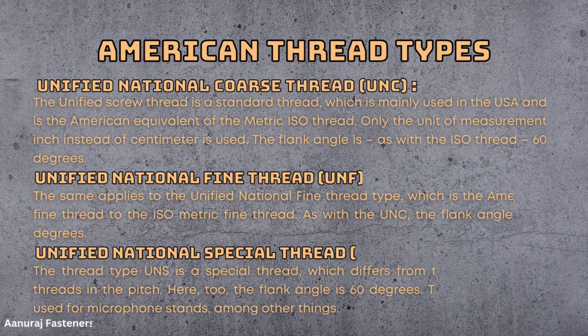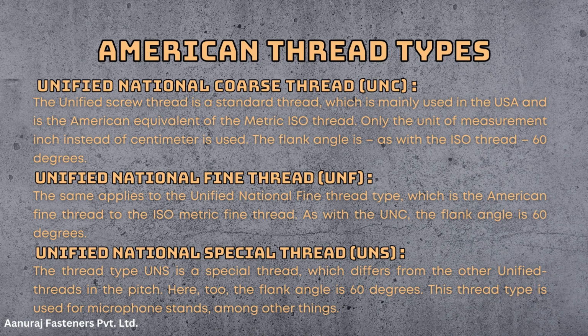American thread types. Unified National Coarse Thread, UNC. The unified screw thread is a standard thread which is mainly used in the USA and is the American equivalent of the metric ISO thread. Only the unit of measurement, inch instead of centimeters, is used. The flank angle is, as with the ISO thread, 60 degrees.